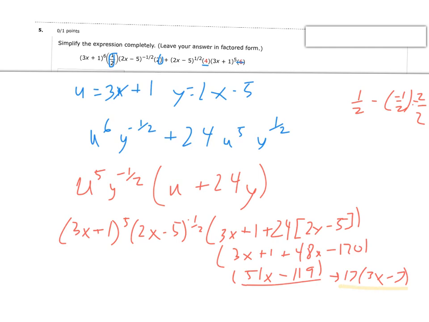So I'll use that, and I'll kind of write my final answer. I'm going to go ahead and put the 17 out front, and then we have our 3x plus 1 to the 5th. I'm going to move the 2x minus 5 to the 1/2 on bottom, and then I'll put my 3x minus 7. So that would be my final answer.